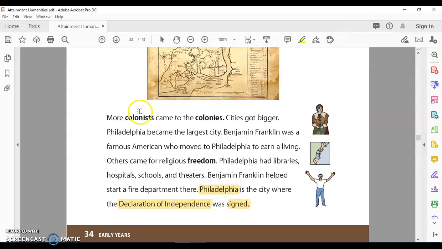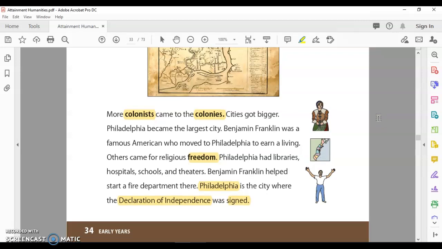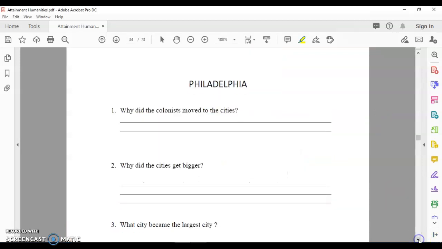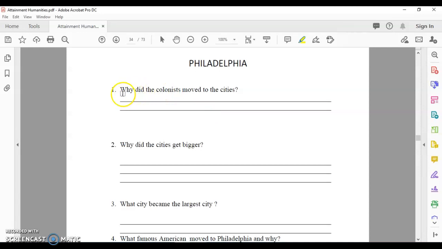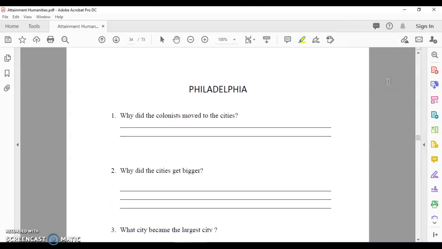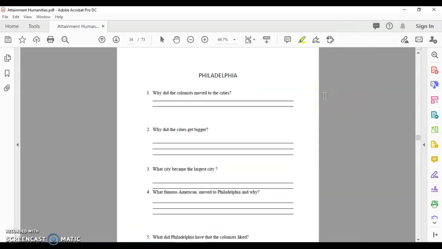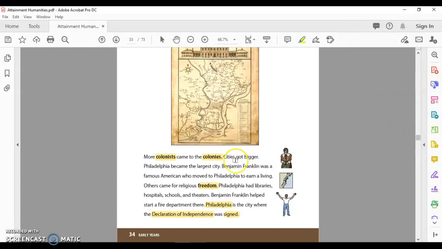And let's underline all your other keywords such as colonists, colonies, and freedom. So now, for your assignment, why did the colonists move to the cities? Let's go back to your story. Why did they move?